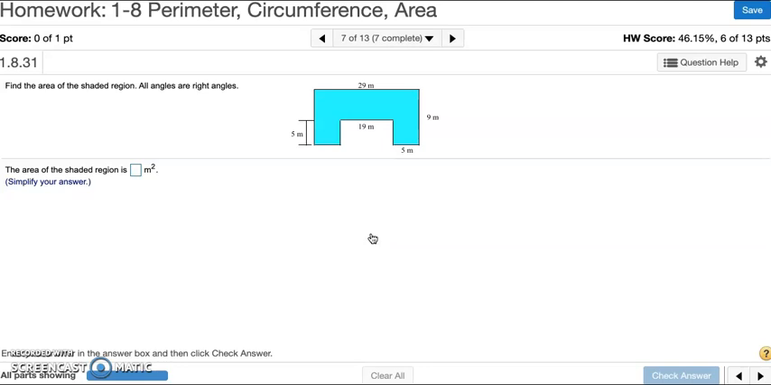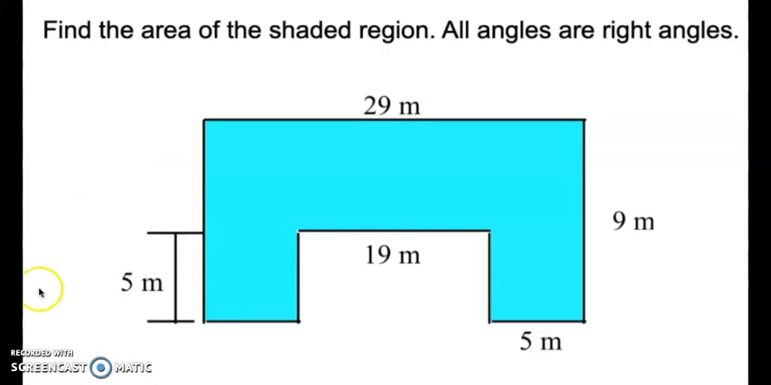Number 7 says find the area of the shaded region. Assume that all angles are right angles. So let's take a closer look at that. Okay, so what we need to do is break this apart into smaller pieces that we can find the area of. So I broke this up into 3 pieces. Then now I'm going to fill in the lengths.